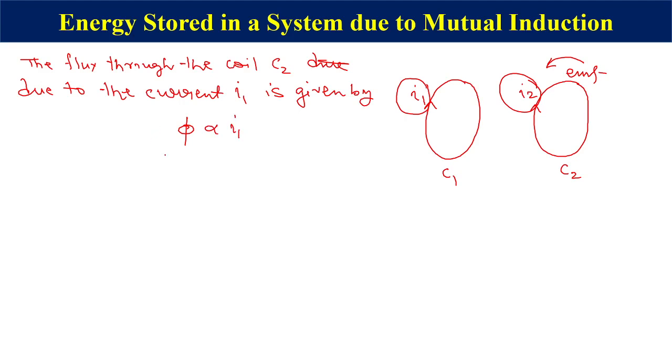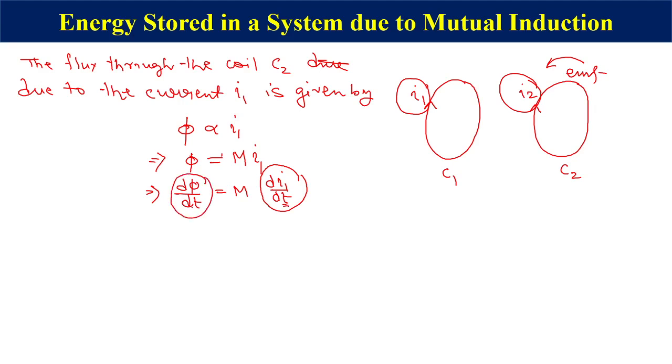Now, in case of mutual induction, we know that the constant of proportionality, if I remove this proportional sign and put an equal sign, becomes M I1, where M is the coefficient of mutual induction. If you take a time derivative on both sides, you get d phi dt equals M di1 dt. So this is the change in current I1 with respect to time, and because of that there is a change in magnetic flux phi with respect to time linked with the coil C2.